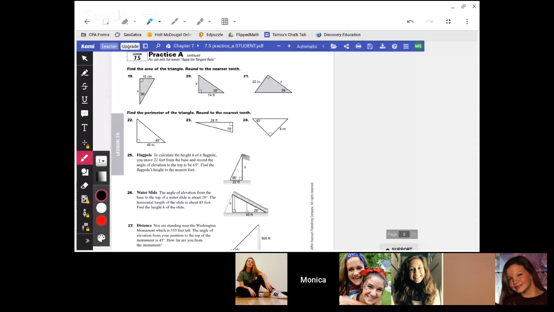So, Lily, for 19, you're going to say tan 30 equals opposite over adjacent. So the opposite is this 10 and the adjacent is the x. Okay, so 10 over x. And then do you see how to solve for x from there?